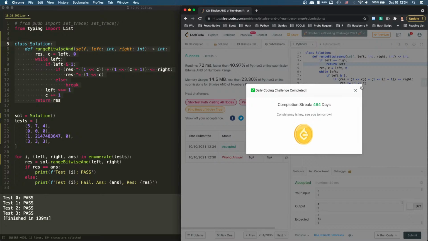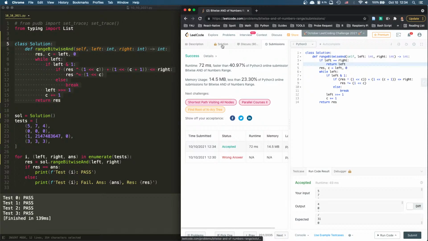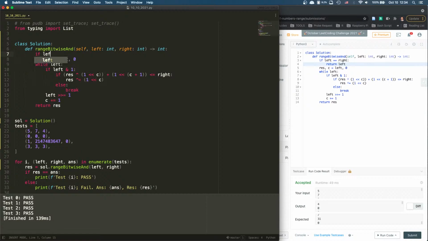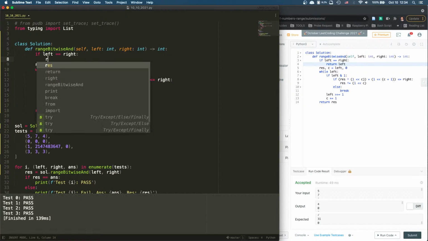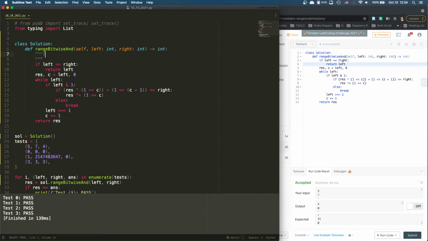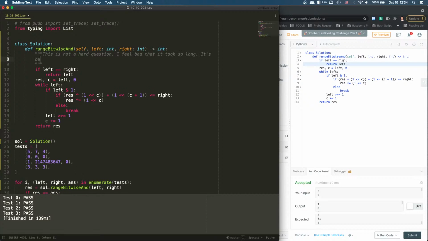Okay, so let's check the solution. Let's write something first. It's surprising it took so long. Yeah, this is not a hard question, so I feel bad that it took so long. It's basically bit manipulation.